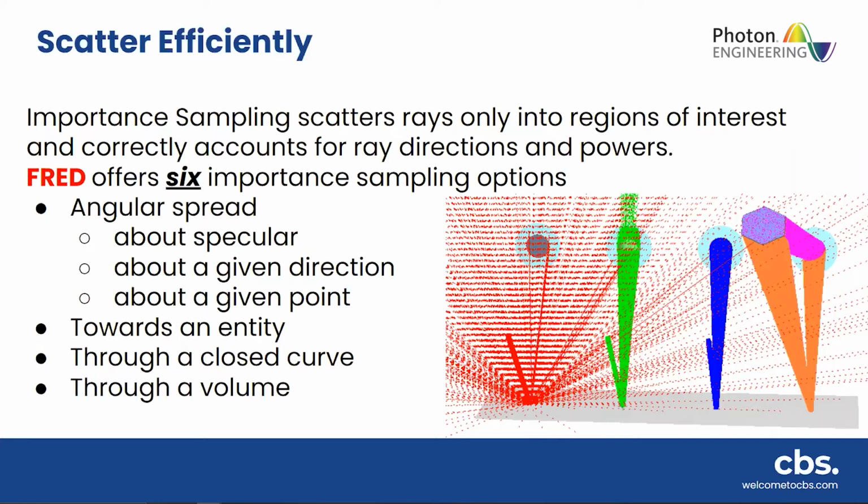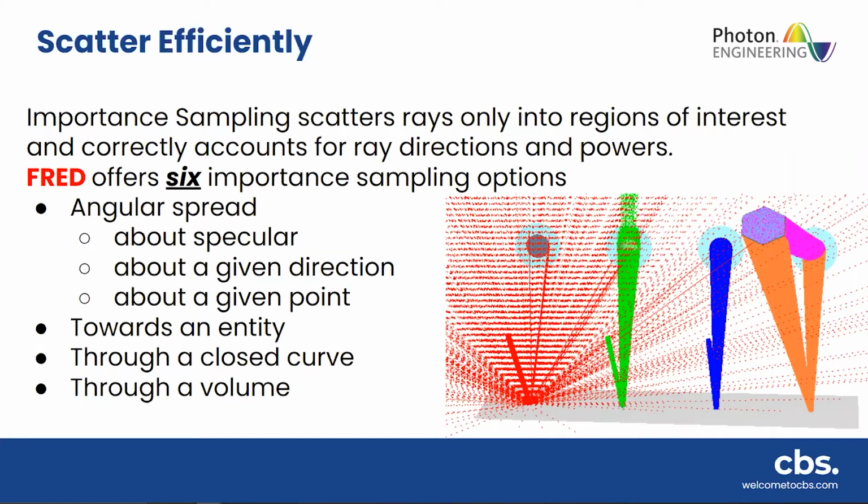So we can scatter light towards an entity. So any geometry we've previously defined within Fred, we can use that as a target to actually scatter rays to. Also the option of defining curves in space and scattering to those curves. Now, this option is the one I'm going to use in the demonstration that follows, because scattering through a closed curve is one of the most efficient ways of handling scatter within Fred. And then the final option is scattering through some volume, so we can define a sphere or an ellipse and scatter through that too.